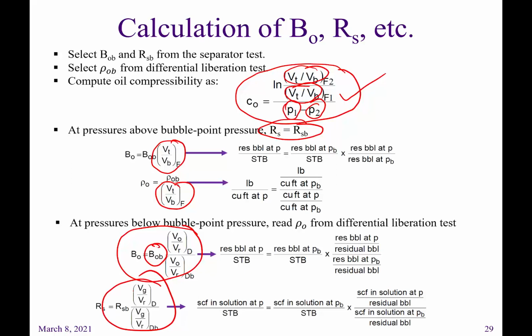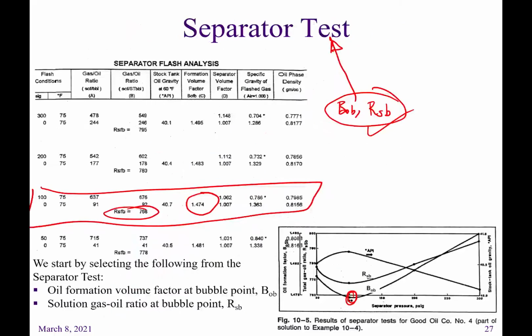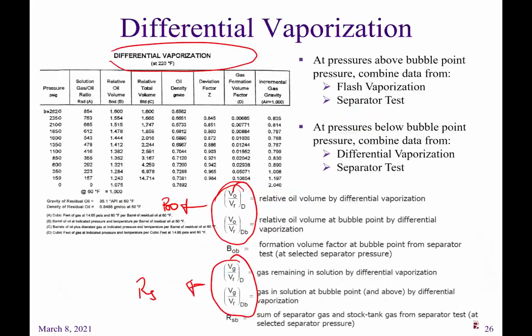And again, the RSB comes from separator test. The BOB again comes from separator test. How about ρOB? Where does it come from? It's not from the separator test. ρOB again is from differential liberation data, which I showed right here. This is your ρOB.